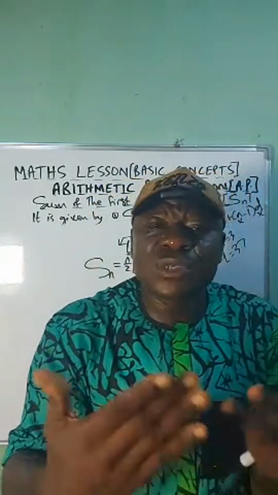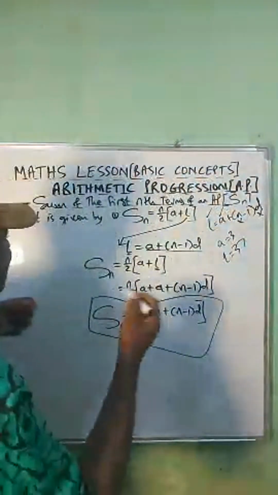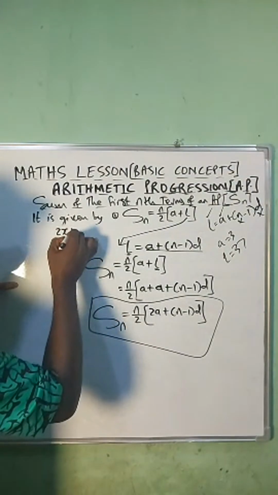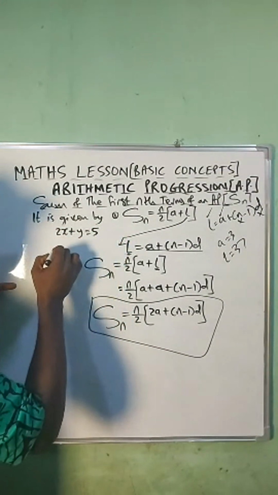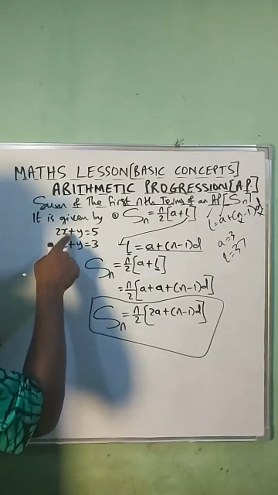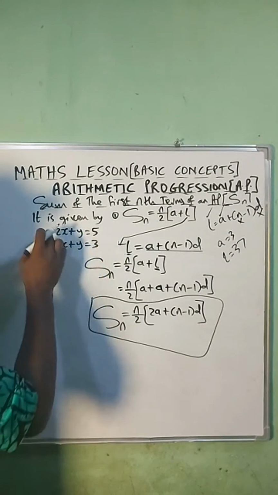So that's why when it comes to simultaneous equations, somebody will come and give you something like maybe 2x plus y is equals to 5. Maybe x plus y is equals to 3. Yeah, there are two unknowns here. So that's why we have two equations.